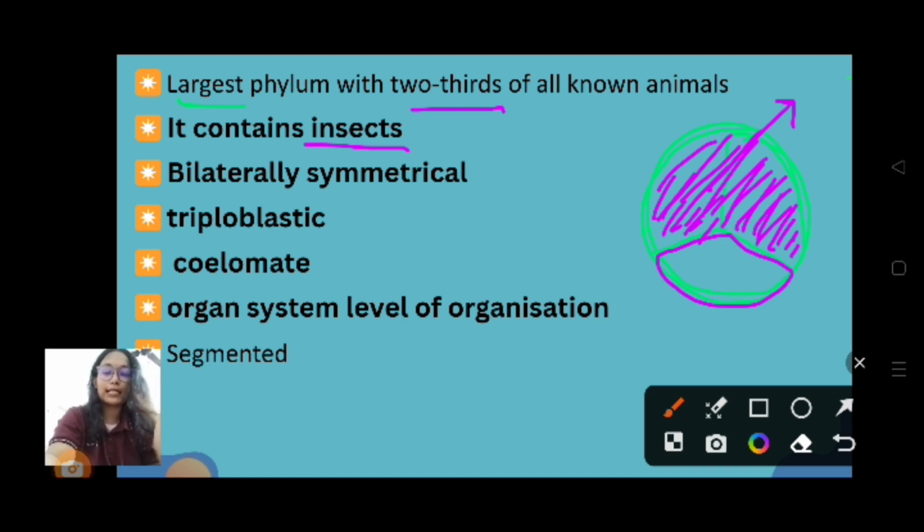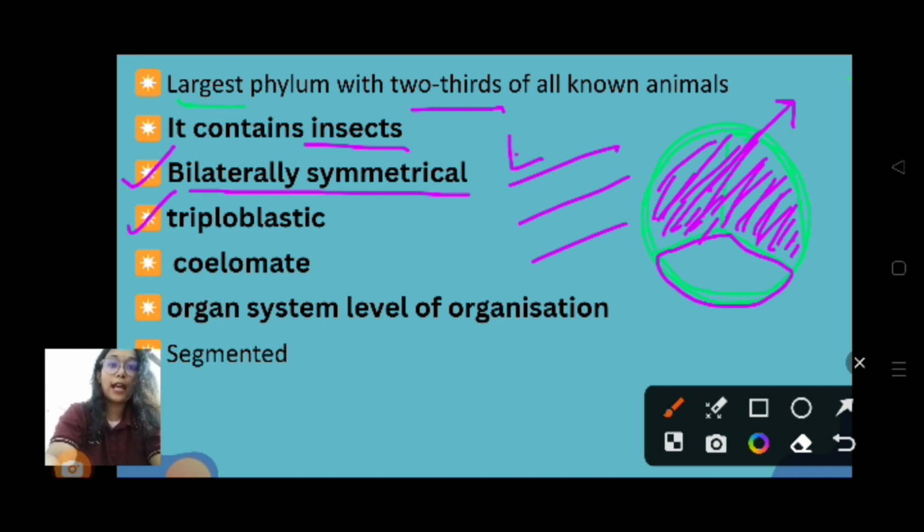the insect diversity. Okay, then the third point, it is saying they are bilaterally symmetrical, means whenever you divide any arthropod in one plane, you are getting two equal halves. That is bilaterally symmetrical. Is it clear? They are triploblastic, means their germ layers are 3, that is outer ectoderm, middle mesoderm and inner endoderm. Is it clear? They are coelomate, means they have a body cavity. Is it clear? Then they have organ system level of organization.